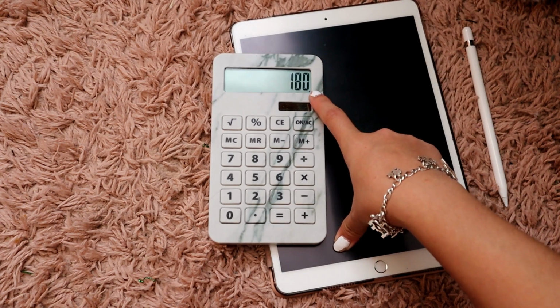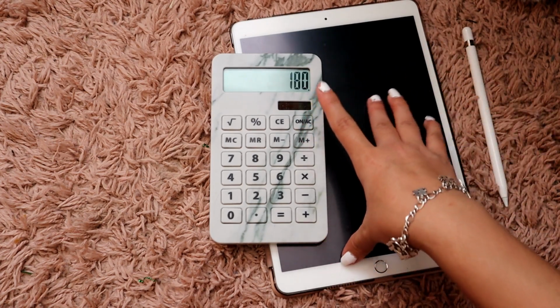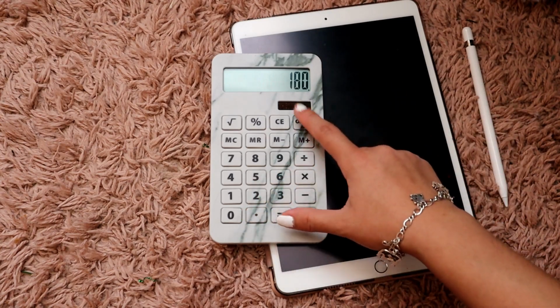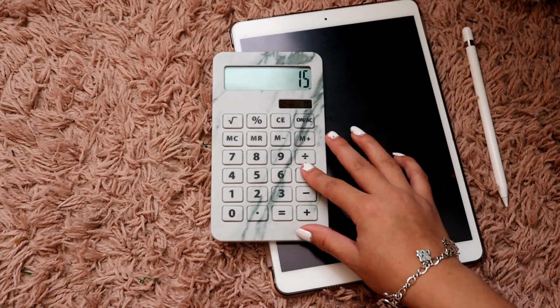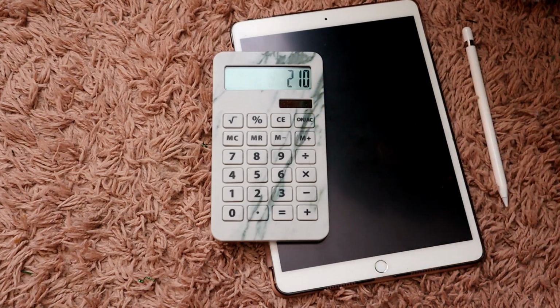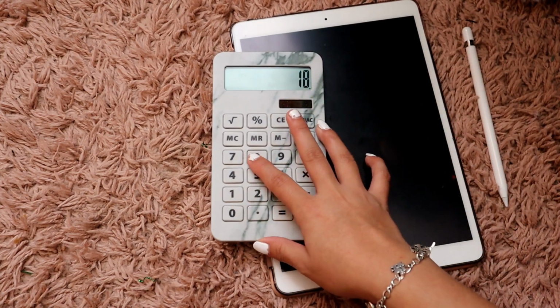I do see that it is a little bit of money compared to what I normally do, which is totally fine. If we did 15 times the 14 that I actually make, it'd be $210, but that's unrealistic because of taxes and stuff like that, which is why we're going to go with the 180.